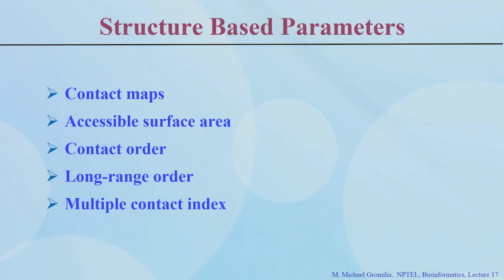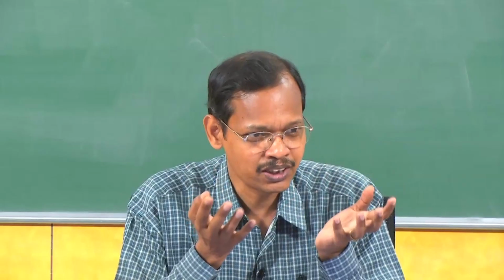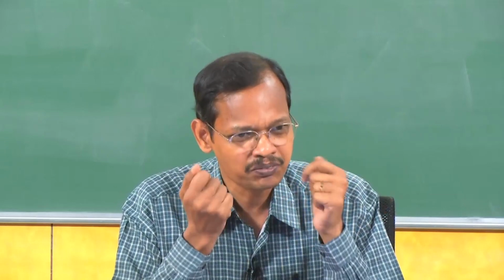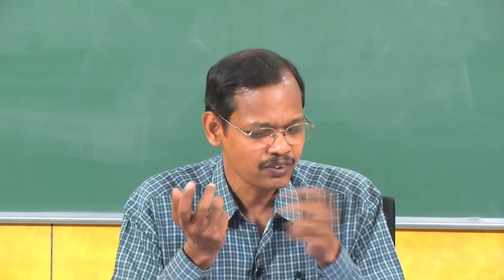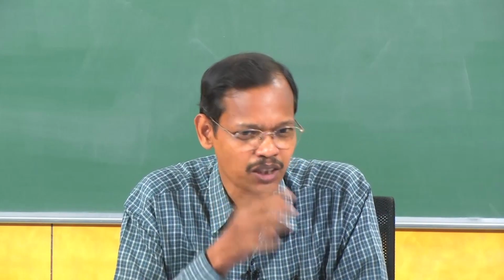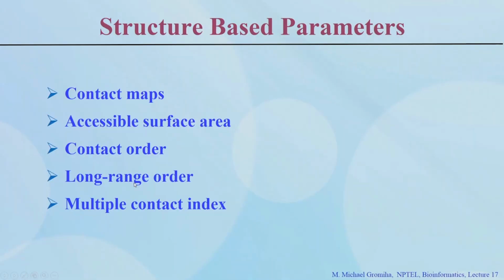In some cases there are fewer contacts, in some cases more. For example, in a class, the class representative has a large number of contacts, while some students have fewer contacts. So these contacts are important: the residues which have more contacts have higher influence. This is the principle of the multiple contact index.